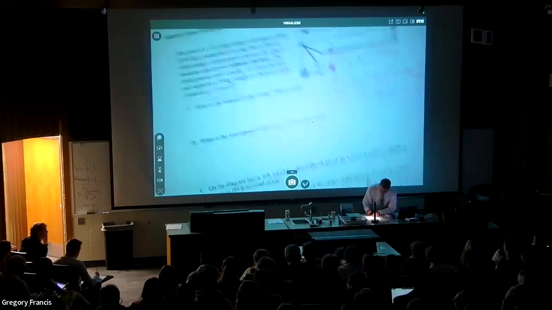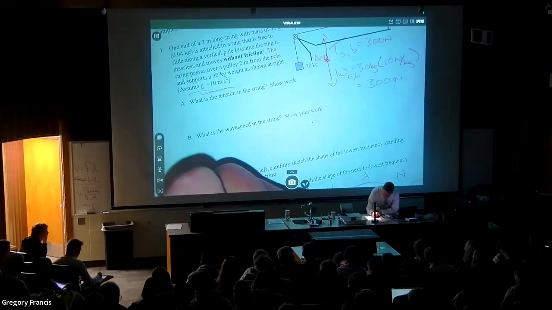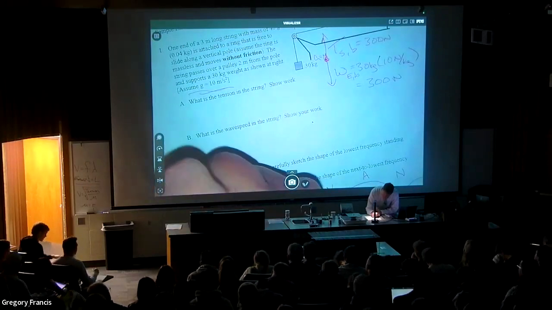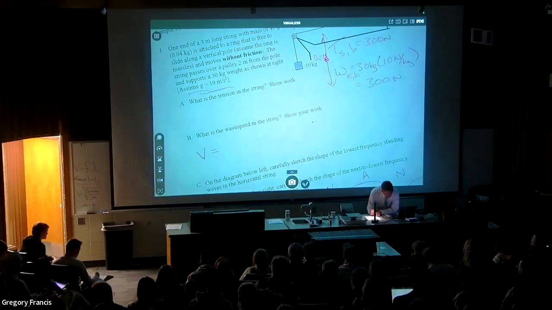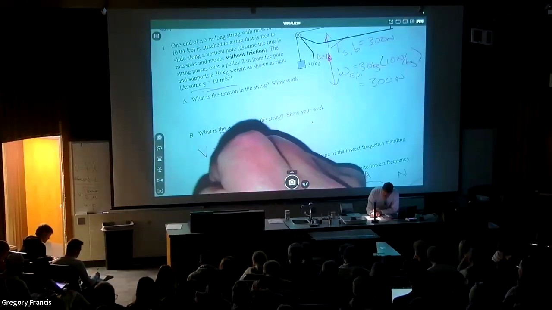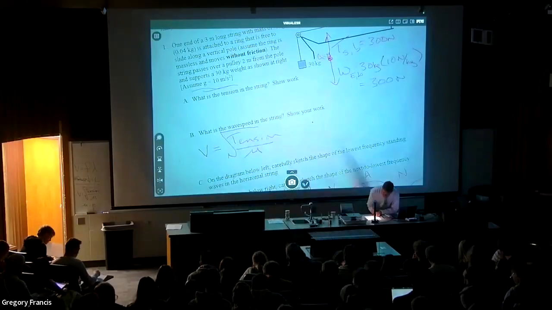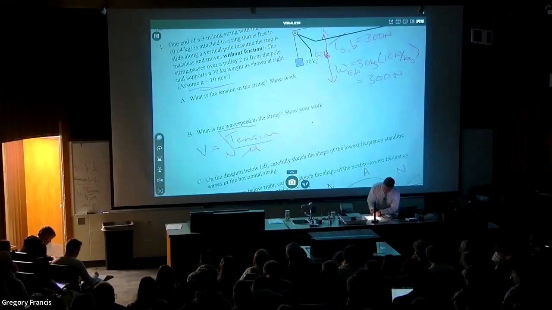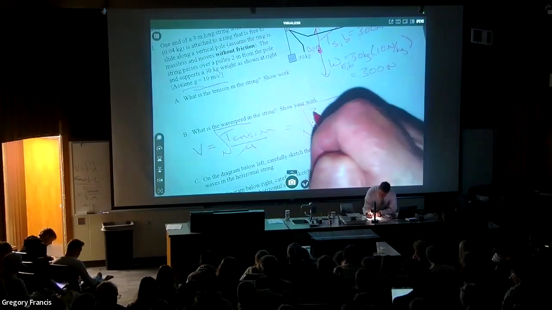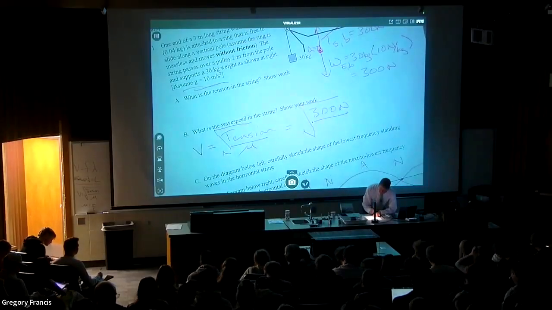Now, part B asks us to find the wave speed in the string. Well, because this is a transverse wave, we're going to use the formula for transverse wave speed, which is the square root of the tension over the mass density. Okay. Now, the tension we said was 300 newtons, but we need the mass density.